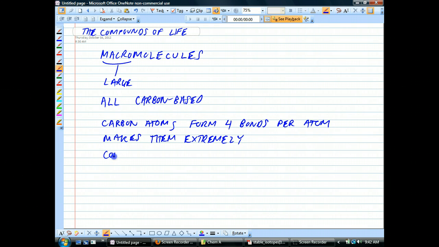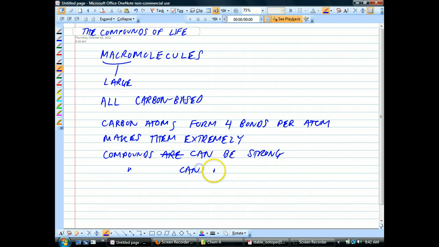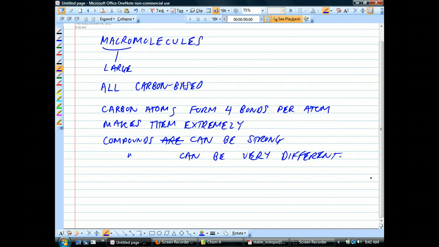So these carbon compounds can be really strong, and they're also very versatile. They can be very different, and that's where we get to the 4 types of macromolecules, right? So let's look at, first of all, the macromolecules.